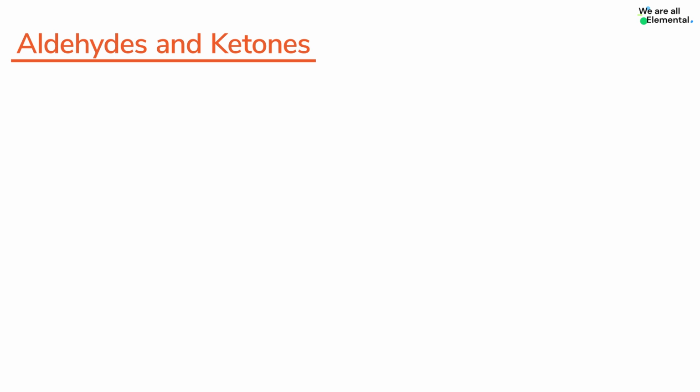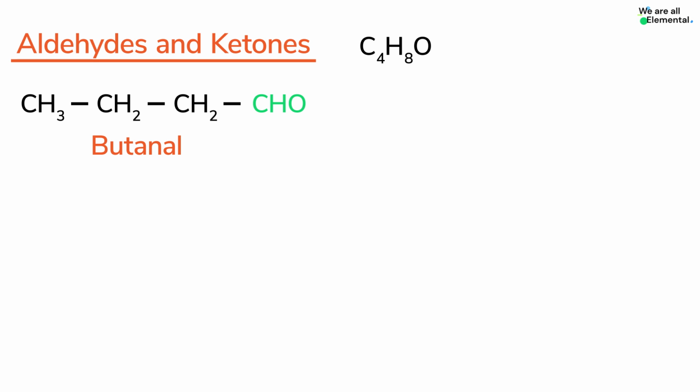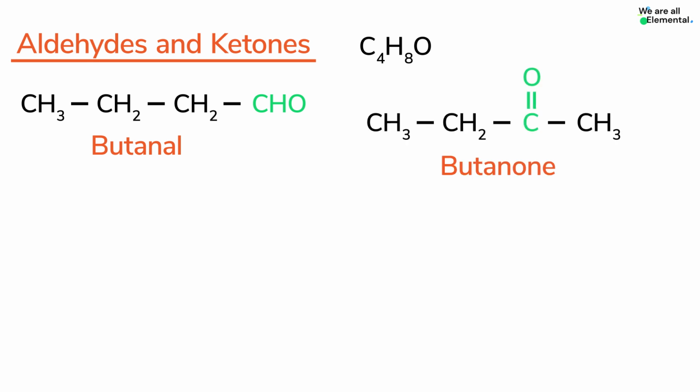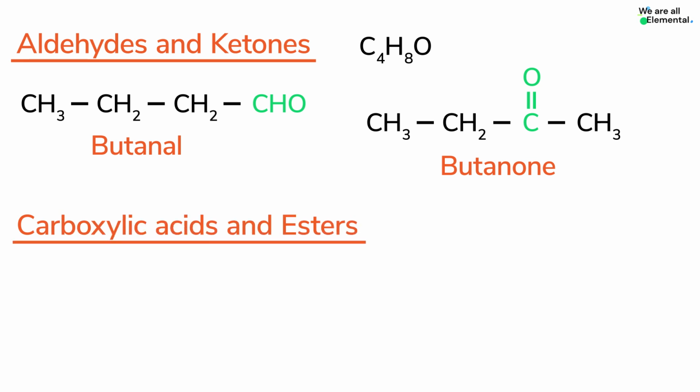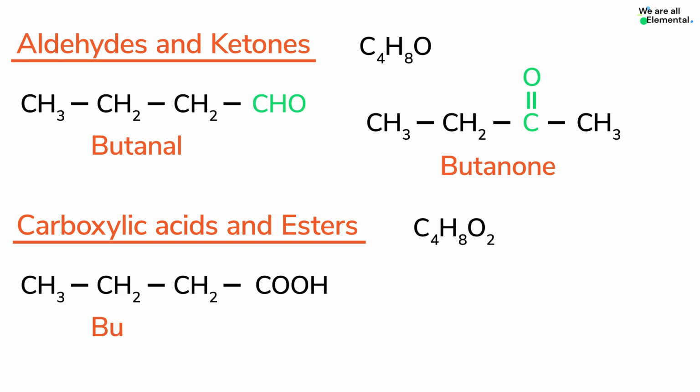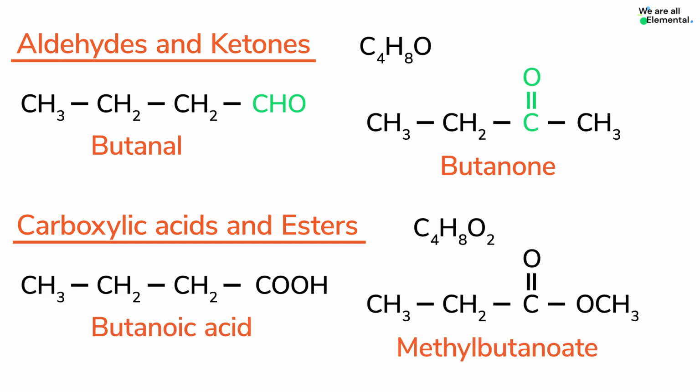Aldehydes and ketones. C4H8O could be a butanol, that is an aldehyde, or butanone, which is a ketone. Similarly, carboxylic acids and esters are functional group isomers. So C4H8O2 could be butanoic acid or methyl butanoate.